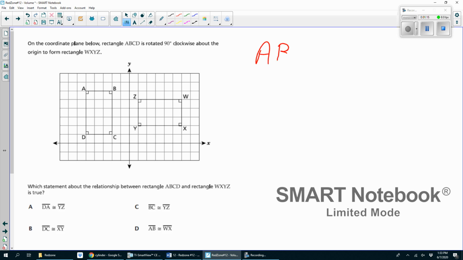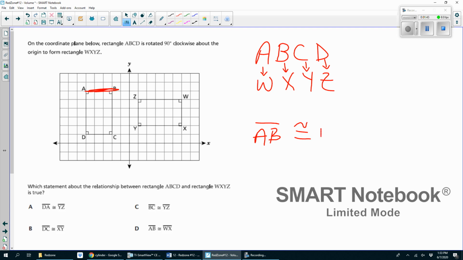And a good trick you could do is you can write down the letters of the shape in order on top of each other. So you can see that A matches up with W, B with X, C with Y, and D with Z. And that helps me because if I'm talking about side AB, which is this side right here, without even looking at the shape, just looking up here, I can see that A and B match up with W and X. And that would be this side right here. So just by writing these letters on top of each other here and seeing which letter matches up with which, that's actually going to help us answer this question.